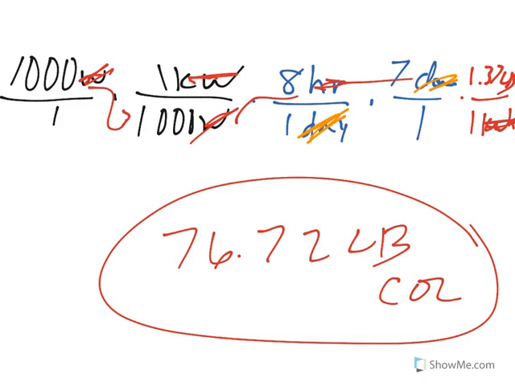And again, you could find the air conditioner one and then find the ceiling fan and subtract, and you should get pretty much the same answer. Of course, depending on rounding, you might be off by just a few decimal places. And that is CO2 with electricity.